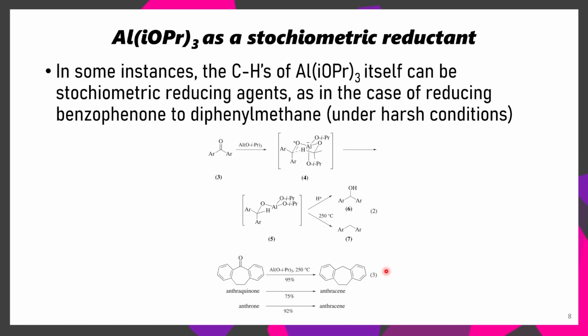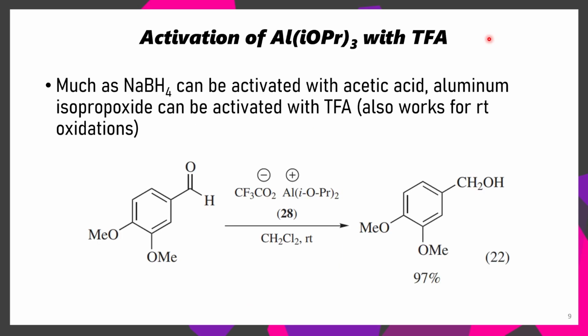Are you worried about side products? You can always just test this on a small amount and then see how it works. If you don't want to use aluminum isopropoxide or it's a bit too sluggish, you can treat it with trifluoroacetic acid, which forms this aluminum complex, which is a little bit more reactive. Here's an example where this aldehyde was reduced to the corresponding benzylic alcohol in dichloromethane at room temperature.